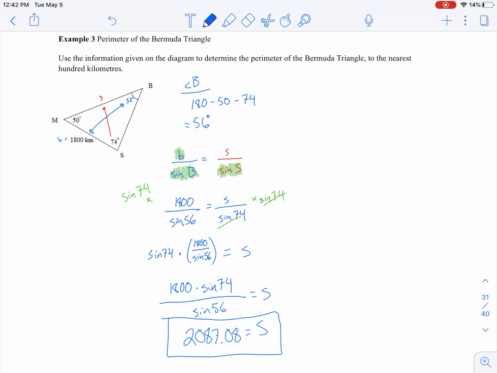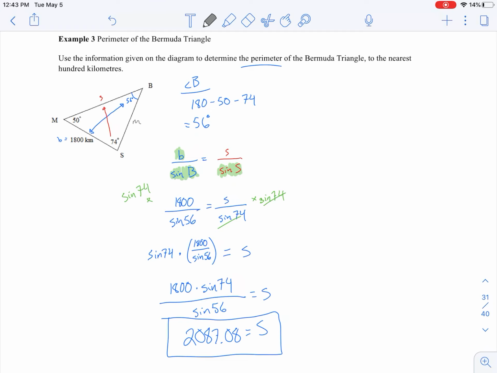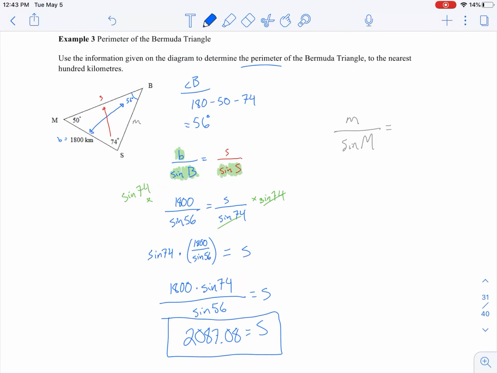We're halfway done this question. It does want the perimeter, so that's all sides added up. So we also need to solve for side M. If we want to solve for side M, we need one complete ratio and then the M ratio. So I'm going to put my unknown in the numerator: M over sine M. We need to compare that to another complete ratio, and I'll use the ratio that's given, just because it's more accurate. We don't have to round anything there.